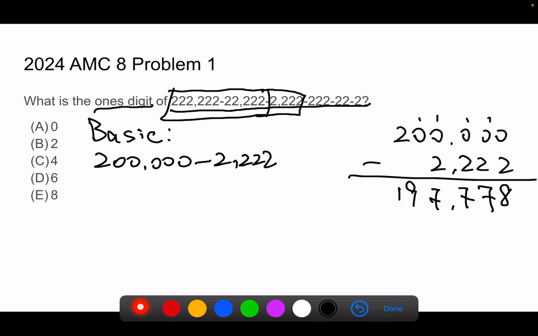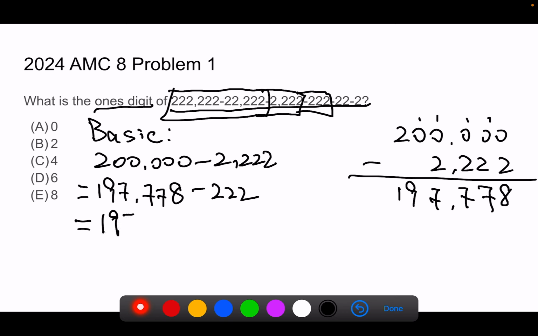So 200,000 minus 2,222 is 197,778. And then let's move on. Minus 222. This is a lot easier because there's no borrowing digit happening. So 778 minus 222, you can keep the 197 untouched. 778, each digit reduced by 2, you will get 556.